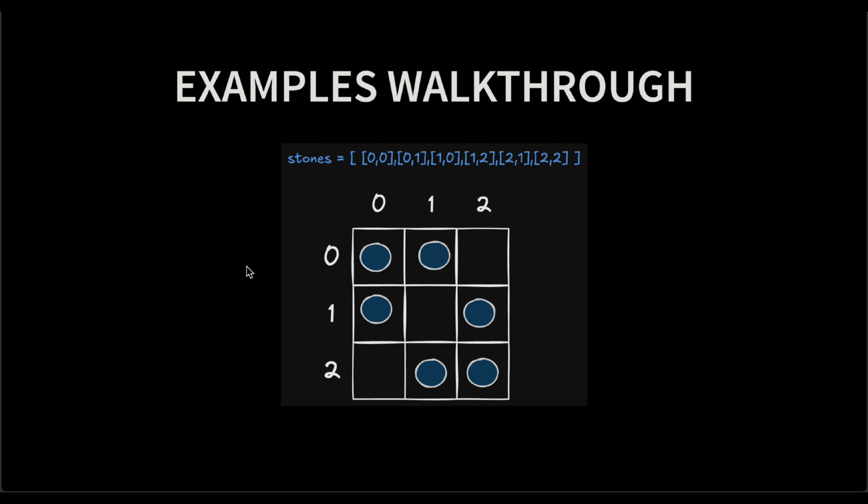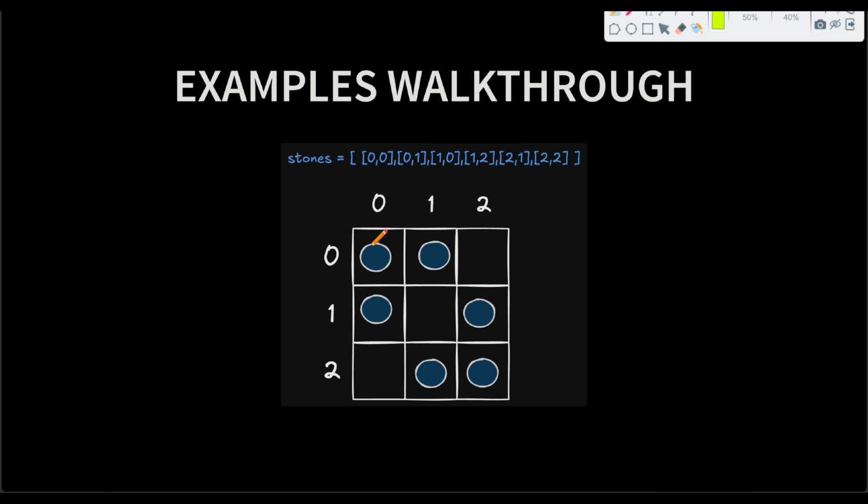Now in the problem, it was mentioned that we can remove the stone if it shares the same row or same column with another stone. So let's start with stone at 0, 0, and then we check if there exists some stone with same row and column. And we find two stones at 0, 1 and 1, 0 that share the same row and column with stone at 0, 0. So we get rid of them.